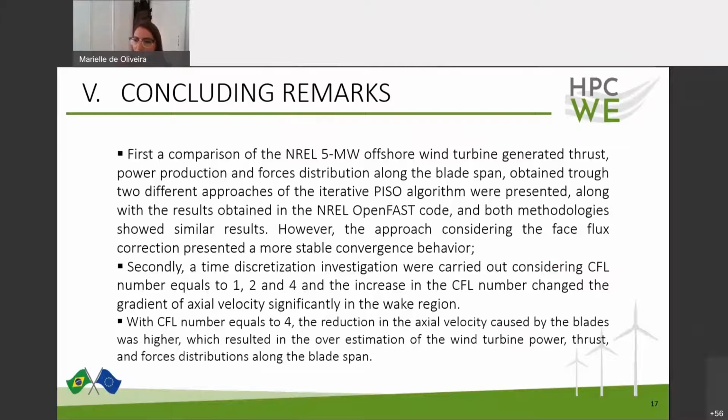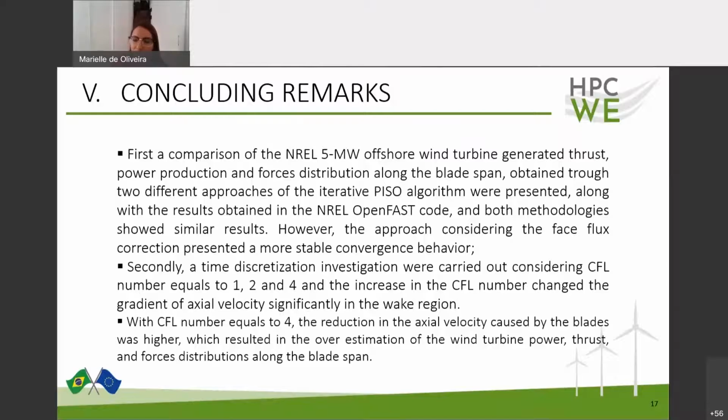Okay, so to conclude our presentation, first, a comparison of the NREL 5 megawatt offshore wind turbine generated thrust, power production, and force distribution along the blade span, obtained through two different approaches of the iterative algorithm, was presented, along with the results obtained in the NREL OpenFAST code. Both methodologies show similar results. However, when considering the approach with the phase flux correction, the algorithm presents a more stable convergence behavior without any significant impact on the computational costs.